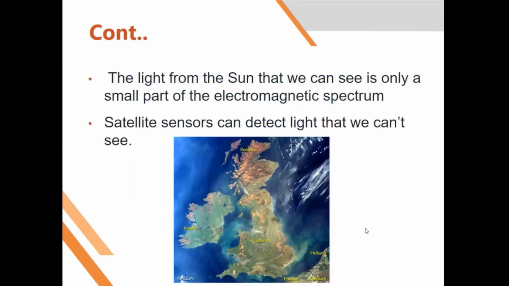Actually, the sun produces a broad range of the electromagnetic spectrum, but we are only able to detect blue, green, and red, and other small colors which we can see. But as an advantage, remote sensing has over us, when you use these satellites, you are able to detect light that we cannot see. So, as you can see, this is an image acquired by a satellite. This is Scotland. This is England and other countries. This is water, and it was acquired from the sky, as you can see.